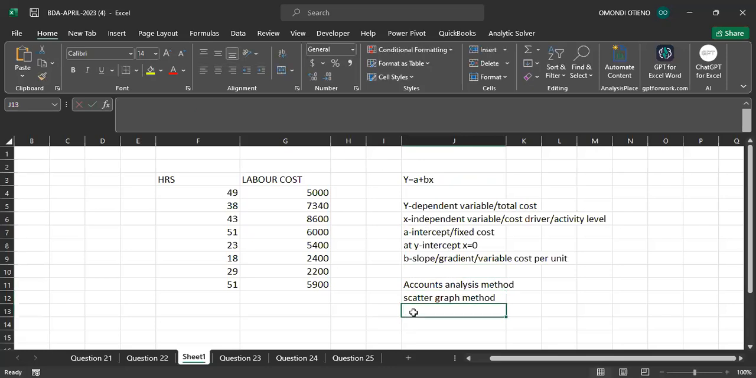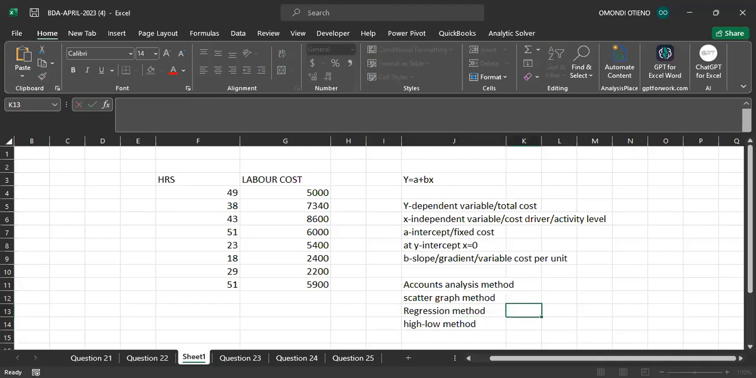You can use what we call the regression method. You can use what we call the high-low (ILO) method. Out of this, I believe you're able to cover this at your intermediate level. So accounts analysis and scattered graph method can be used to solve the cost function.